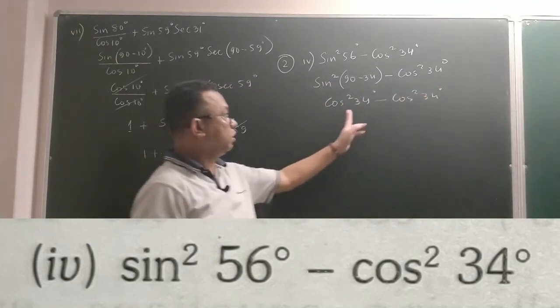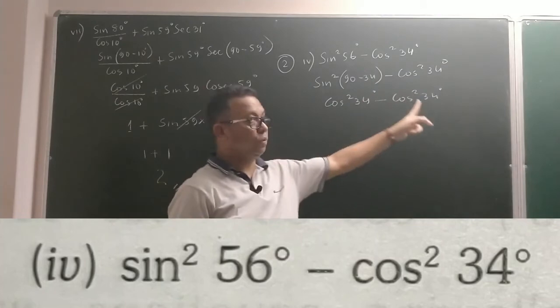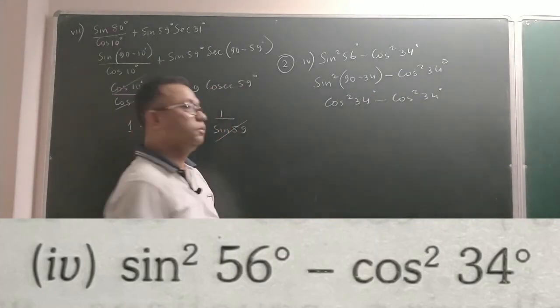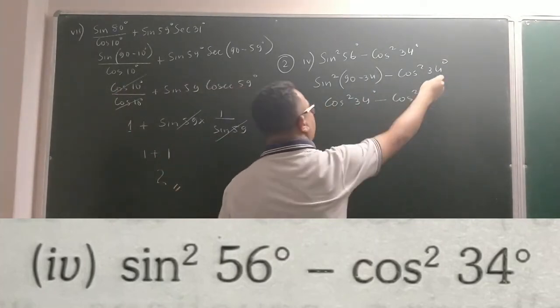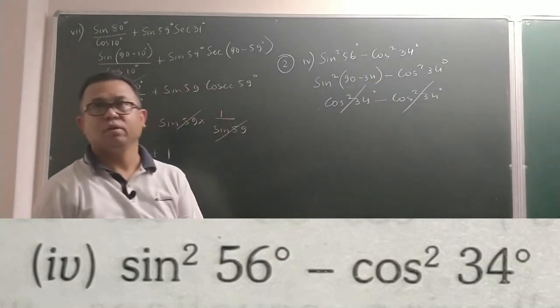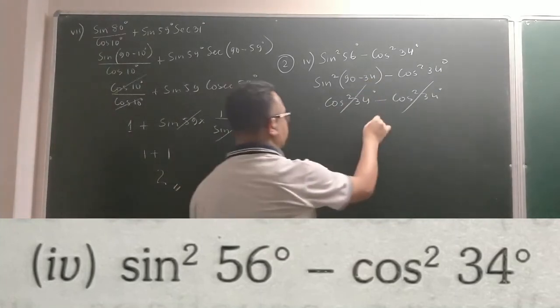Now check this. Both of these are cos square 34. This one is also cos square 34, that is also cos square 34. One is positive, the other one is negative. So positive cos square 34 and negative cos square 34 cancel. So your answer is 0.